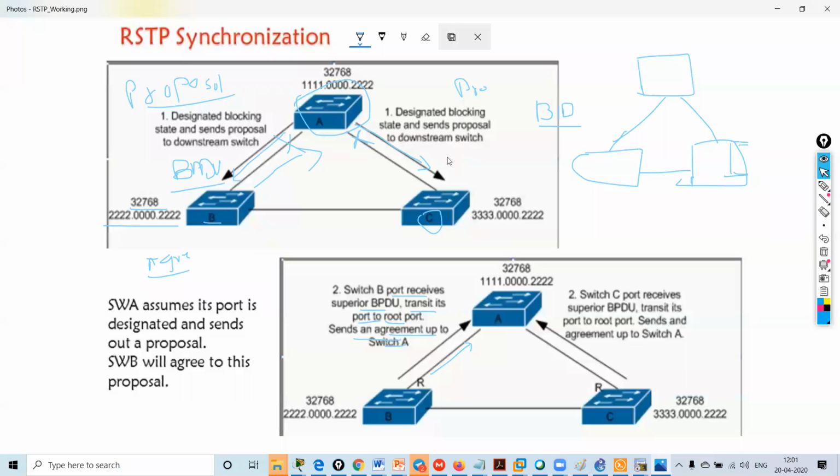Now switch C will compare all the tables and the details, and it will also send an agreement message that you can be the root bridge. They have elected the root bridge now. Now how do we elect the root port and the designated port?